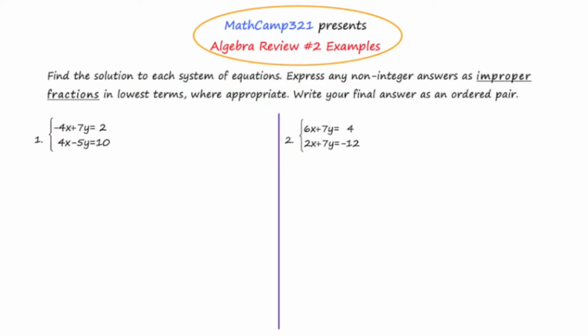Here are the directions. Find the solution to each system of equations. Express any non-integer answers as improper fractions in lowest terms where appropriate. Write your final answer as an ordered pair.